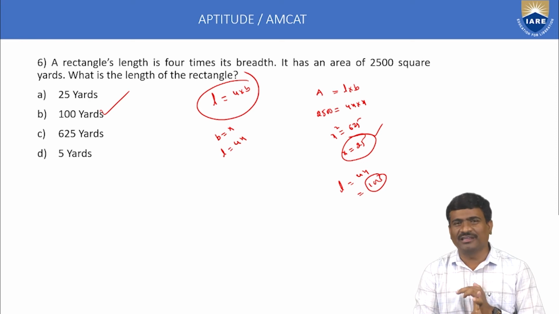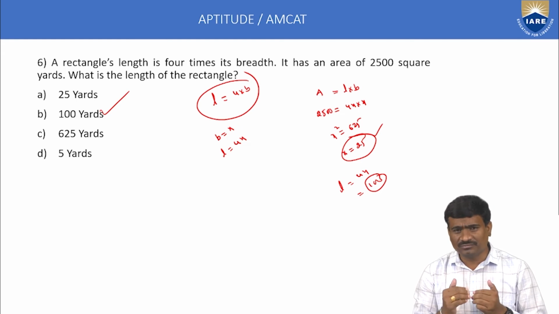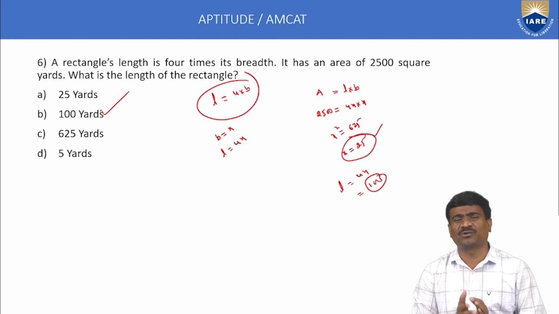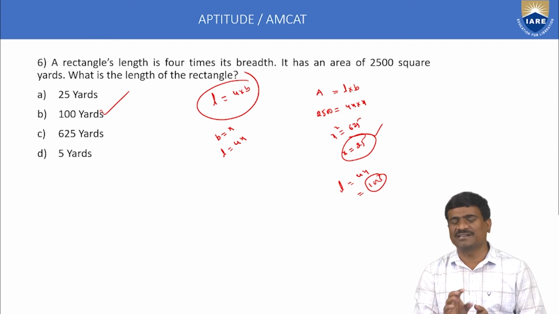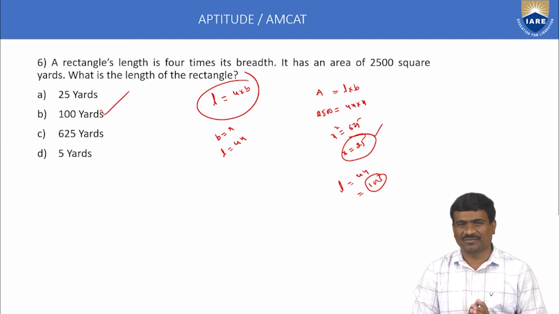The area of a rectangle is equal to length into breadth. The diagonal is equal to root of L square plus B square. The perimeter is the sum of all sides. A rectangle has 4 sides, 2L and 2B, so the perimeter is 2 into (L plus B).